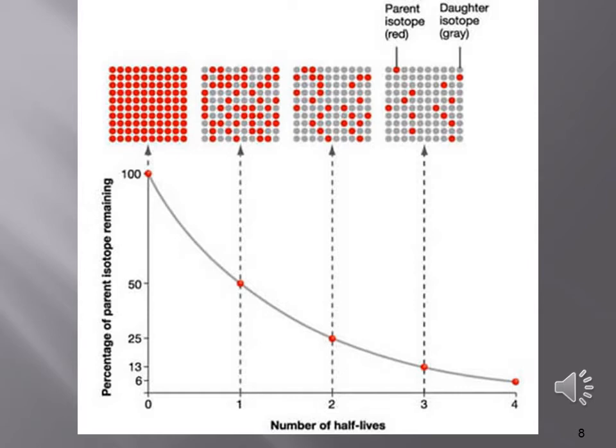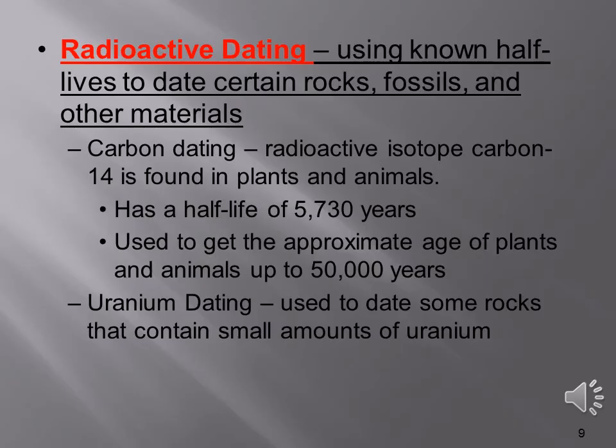So the above information, we are able to represent in a graph as shown, since we've defined that a half-life is the time taken for half the mass of an unstable nuclide to decrease by half. Radioactive decay or half-lives has been used in radioactive dating, using known half-lives to date certain rocks, fossils, and other materials. For example, carbon dating has been used to determine the age of fossils and even some plants that died long times ago. Also, uranium dating is used to date some rocks that contain small amounts of uranium.